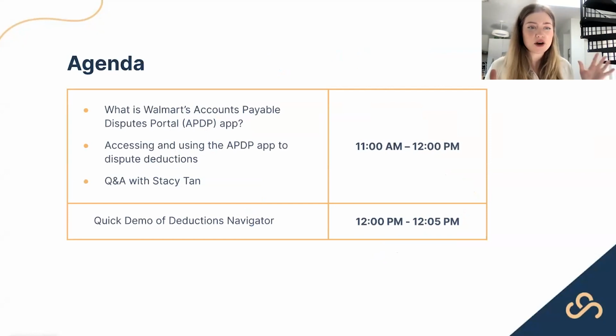Today, what we're going to be talking about is what Walmart's APDP app is, also known as the Accounts Payable Disputes Portal, and how you can access and use that app to dispute deductions. That's going to be the majority of our content today. Then we're going to reserve about 10 minutes at the end for Q&A. We will be taking questions throughout today's presentation, but we will also reserve some time at the end.